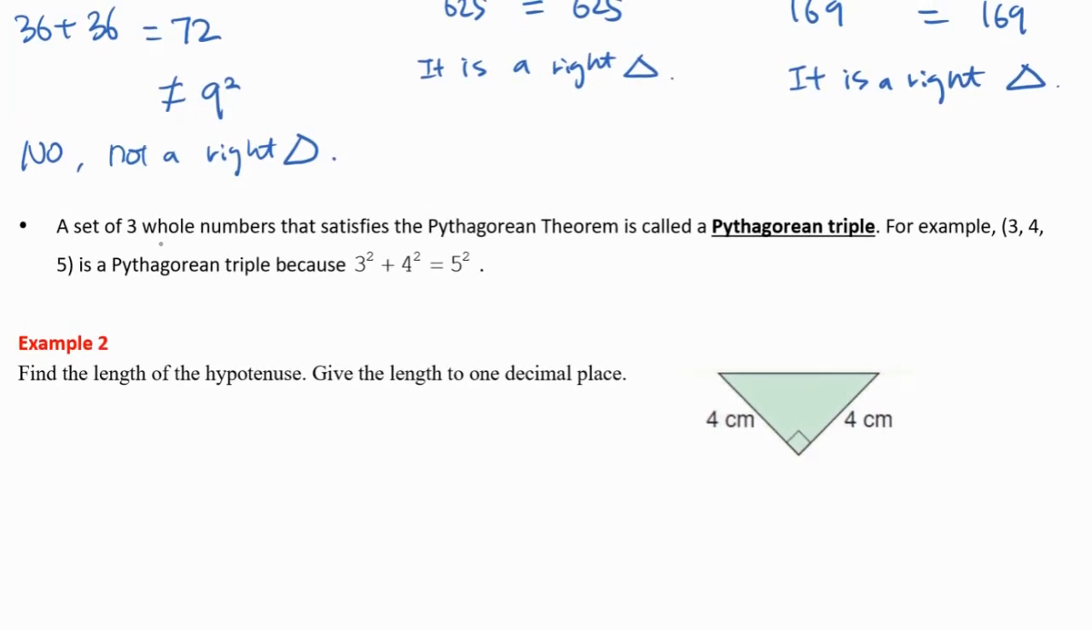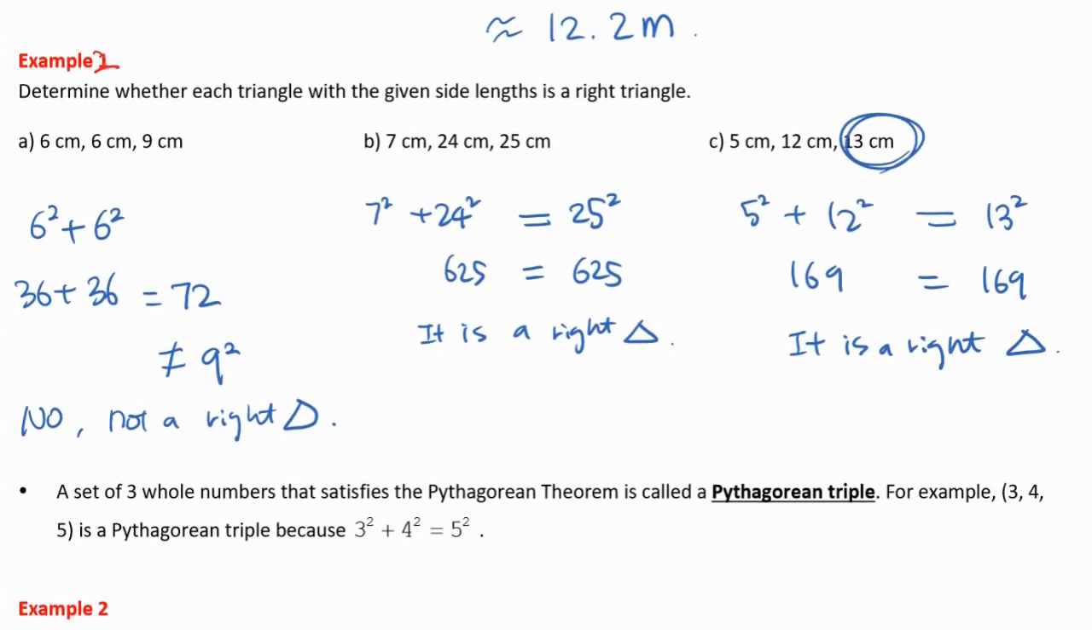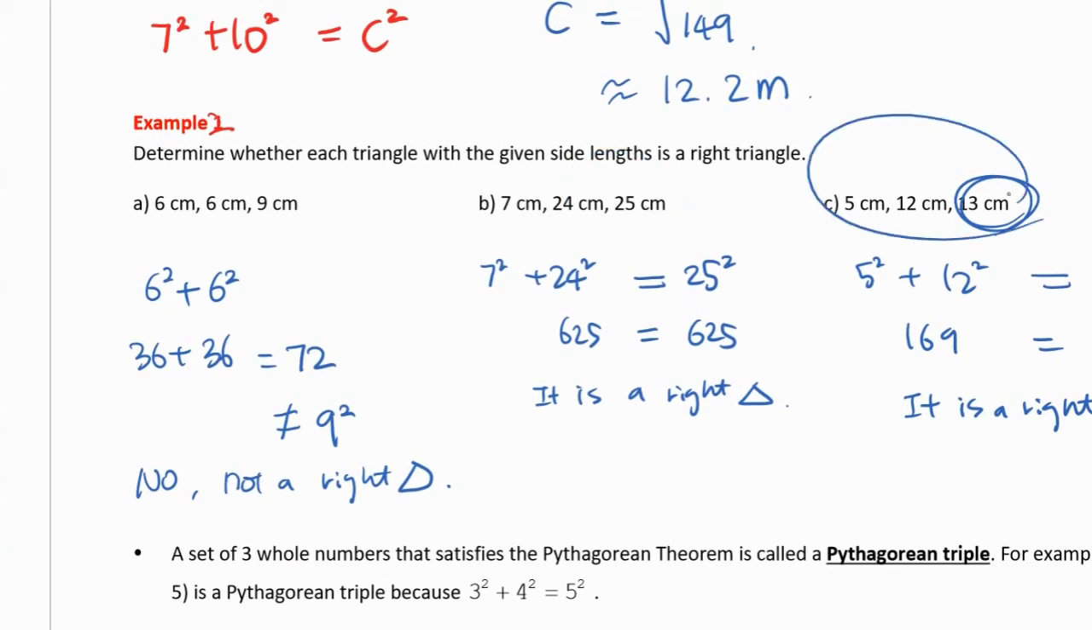A set of 3 whole numbers that satisfies the Pythagorean theorem is called a Pythagorean triple. For example, 3, 4, 5 is a Pythagorean triple because 3 squared is 9, 4 squared is 16, and adding them up gives 25, and 5 squared is 25. So this satisfies the Pythagorean theorem, and we call 3, 4, 5 a Pythagorean triple. So this is a Pythagorean triple, this is a Pythagorean triple, but this is not a Pythagorean triple.